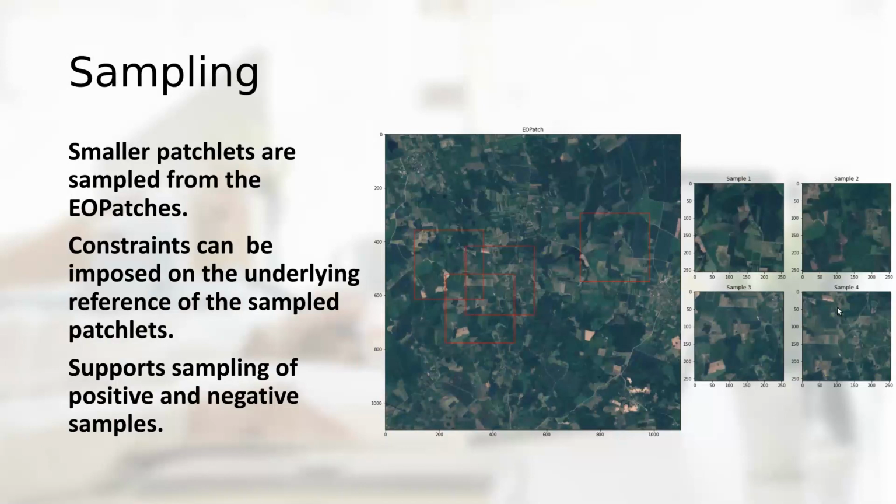Again, you can also choose to sample only negative samples if you're having trouble with the delineation of areas that are not agricultural land or so on. And we see that together with the actual bands, we also sample the reference data. So again, all the data that is associated with an area of interest is then converted into a smaller patchlet.